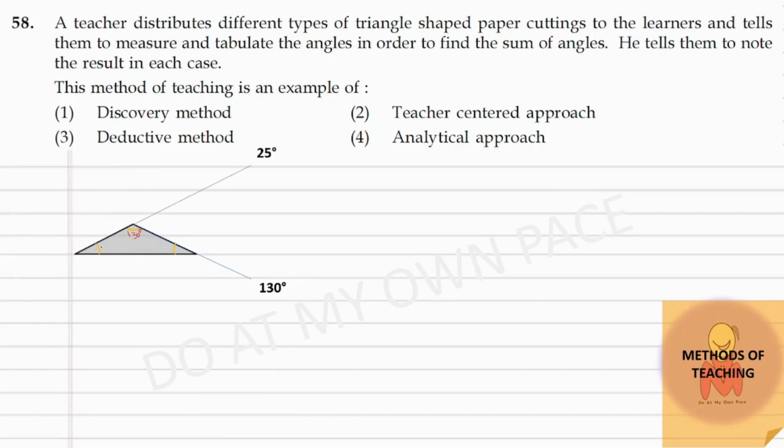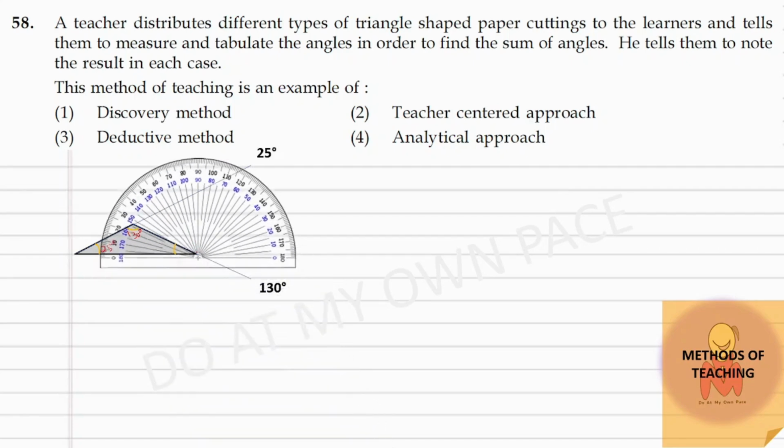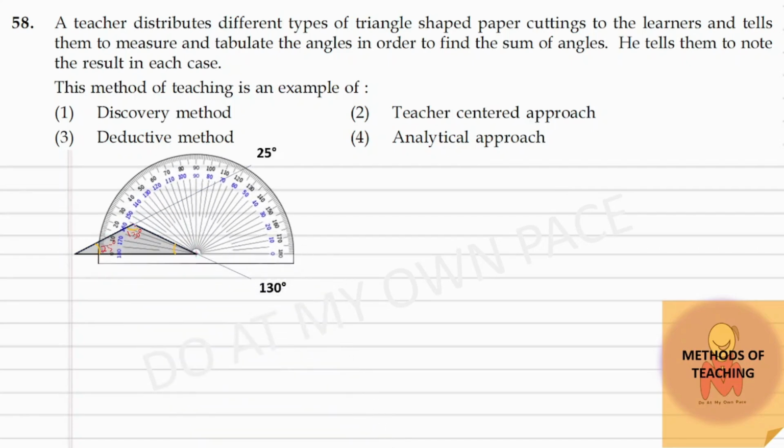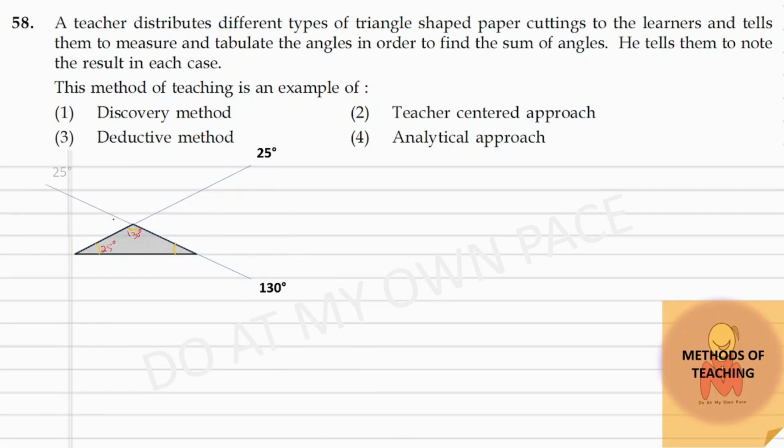The next angle is forming 25 degree. And this angle is forming 25 degree again. They have measured the angles. Now they have to find the sum of the angles. That is 130 degree plus 25 degree plus 25 degree, and that will give you 180 degree. Like this, there are so many paper cuttings the students are finding out. So this is how the activity is taking place.